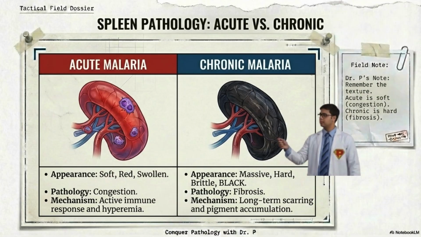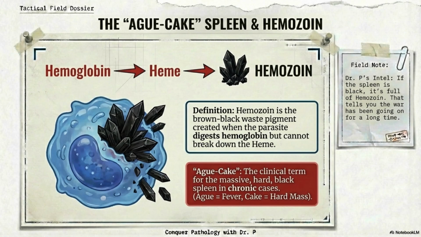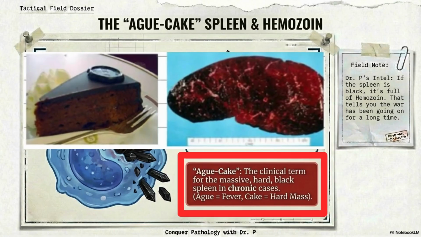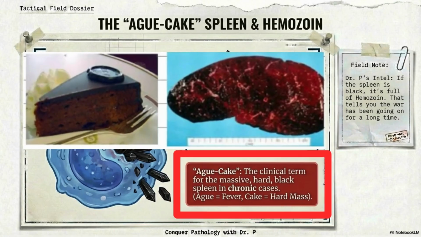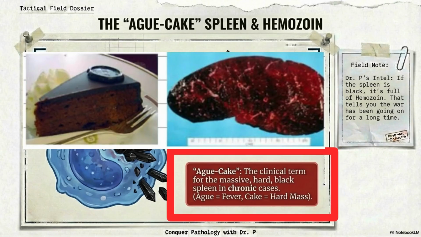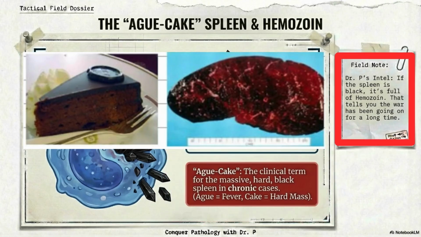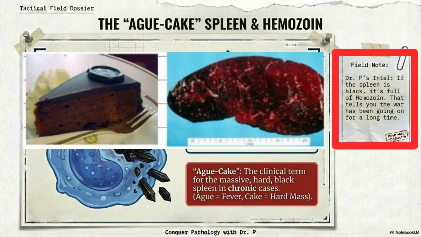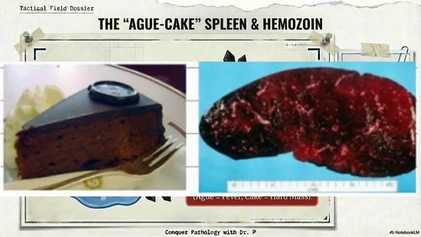Why is it black though? The parasite digests hemoglobin but cannot break down the heme. It turns it into hemozoin, a brown-black waste pigment. This leads to the ague cake spleen. Ague means fever and cake means a hard mass. If the spleen is black, it tells you the war has been going on for a long time. Just remember the term ague cake spleen.